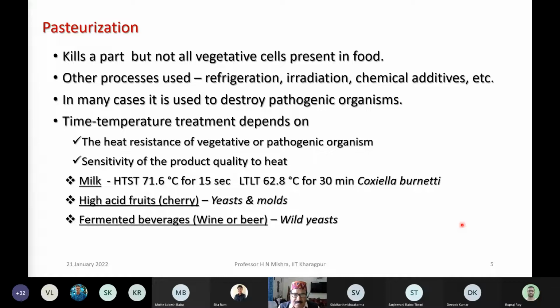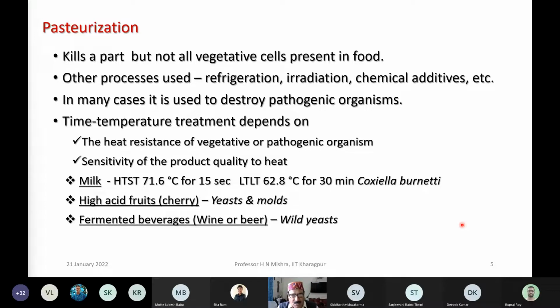It kills a part but not all vegetative cells present in the food. Vegetative cells are, in other words, you can say pathogenic microorganisms. So the purpose of pasteurization is to kill the pathogenic microorganisms from the food. The food becomes disease free. That is, the pasteurized foods, at least they will be disease free, they will not support the growth of the disease producing or pathogenic microorganisms.